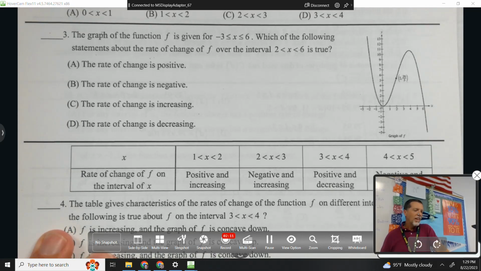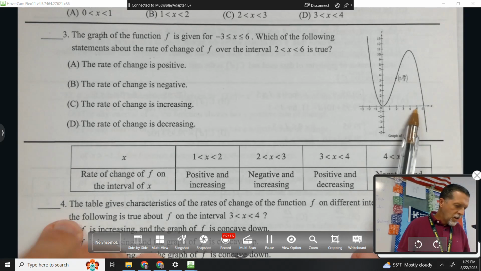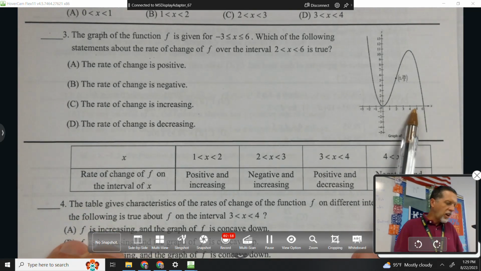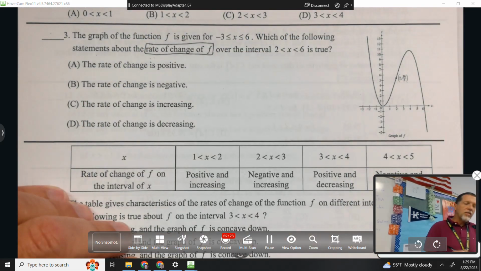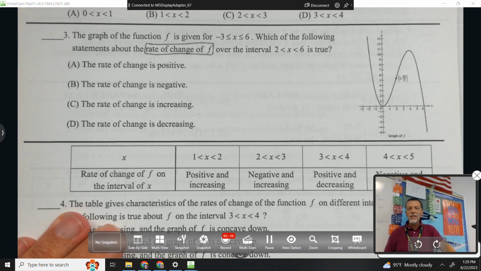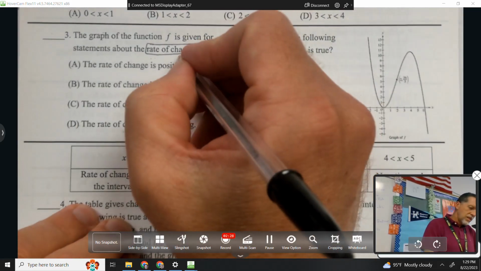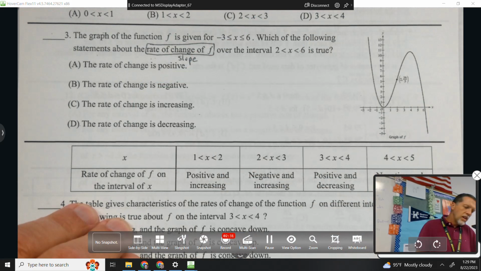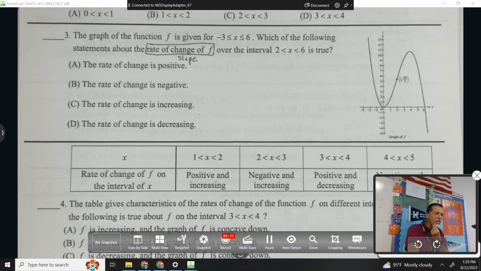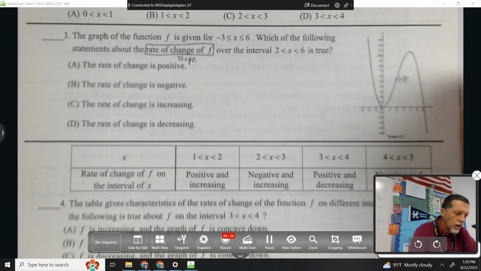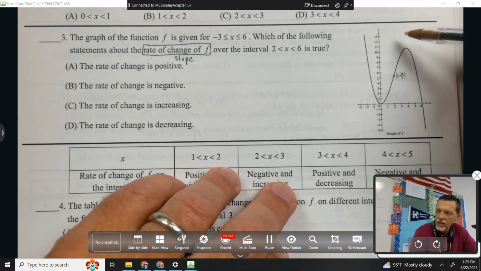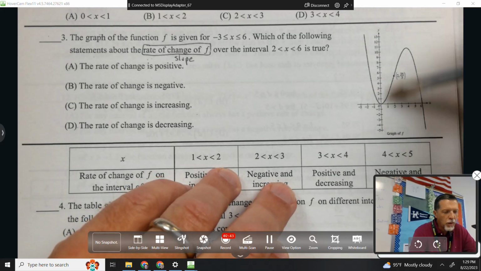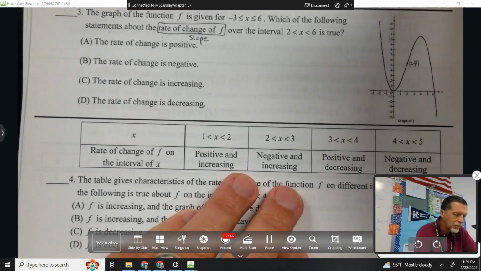Number 3. The graph of the function f is given for -3 to 6. Which of the following statements about the rate of change of f is true? Rate of change of f. What's that mean? Slope. The slope of f over the interval 2 to 6. Okay, so before I look at my answer choices, this thing is decreasing, increasing, decreasing. So the slope is negative, positive, negative. All right, let's see what it says.